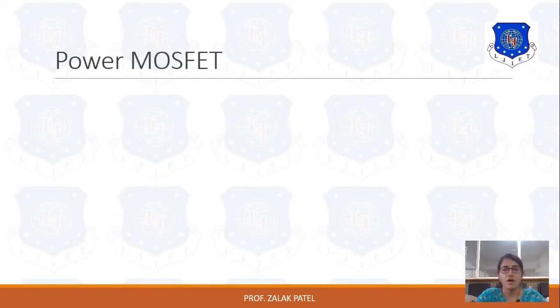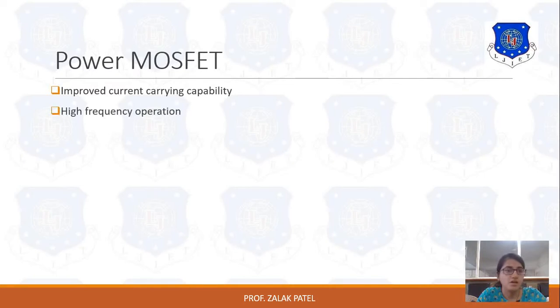First of all, the power MOSFET. It is basically used to improve the current carrying capability. It operates at a very high frequency, approximately around 100 kHz. Now the question is how it is superior to a BJT, that is, a bipolar junction transistor.